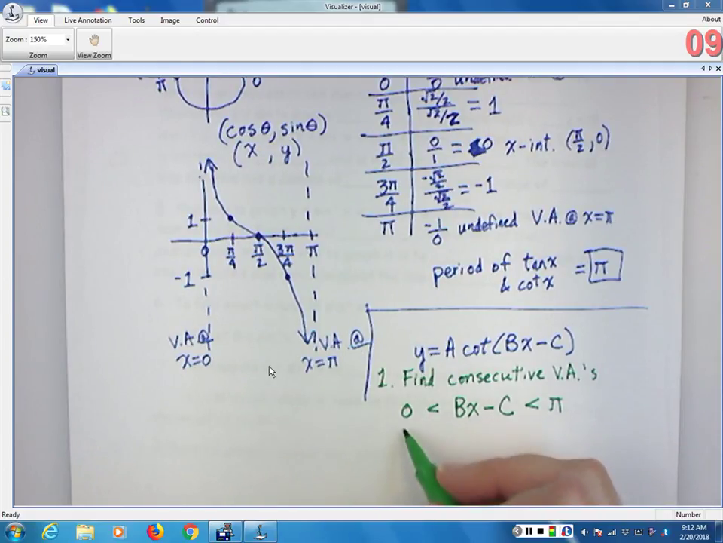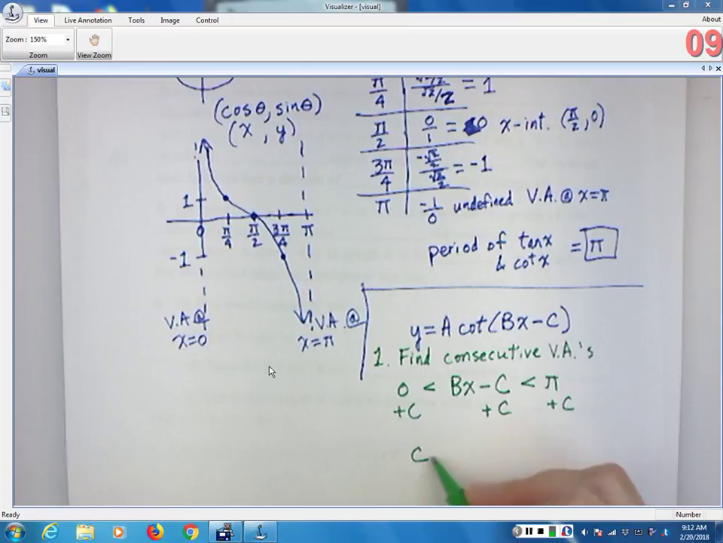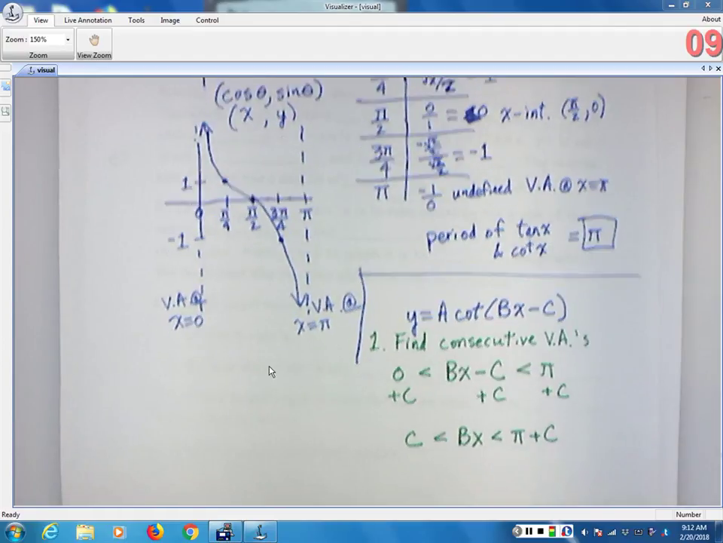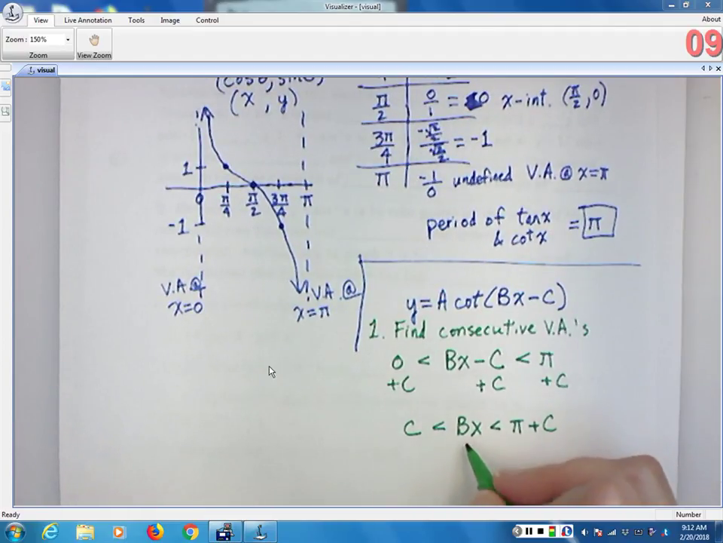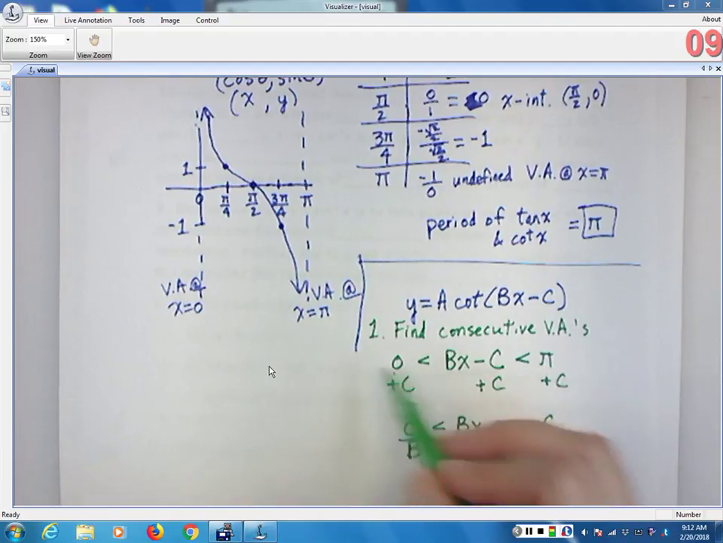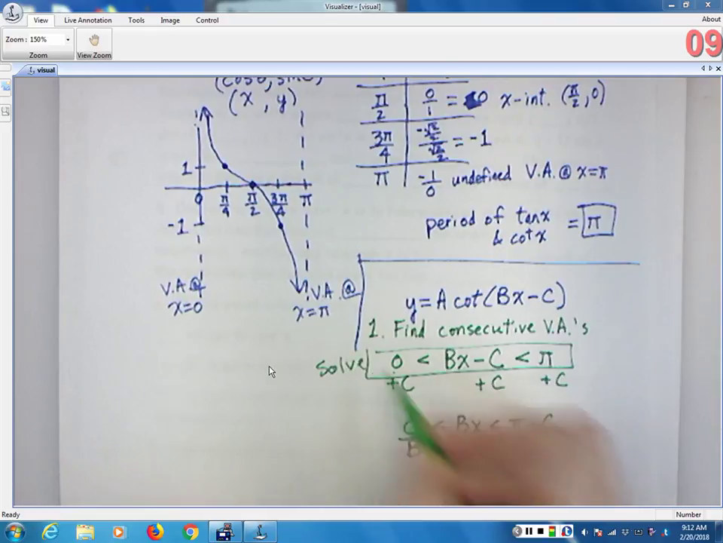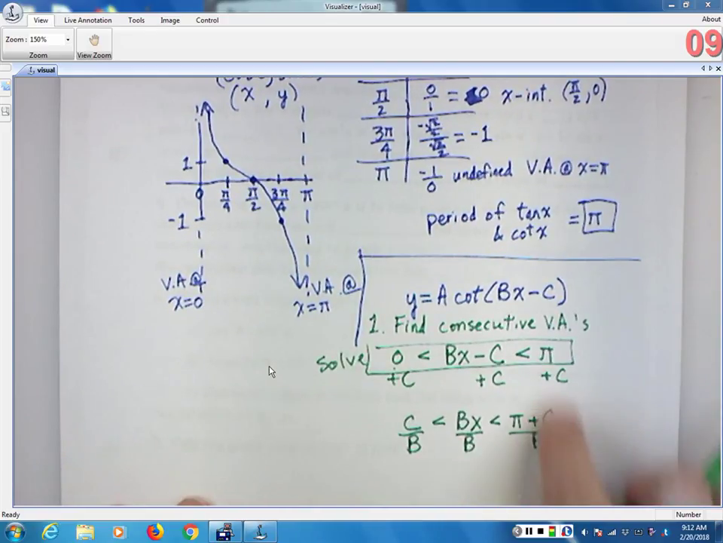The numbers you get when you solve for x, I mean, I could do it. You add the c. You get c less than bx less than pi plus c. And then you divide by b. As long as b is positive, you don't have to switch the signs, so, assuming b is positive. You will just solve this. Those are your vertical asymptotes, this and this.